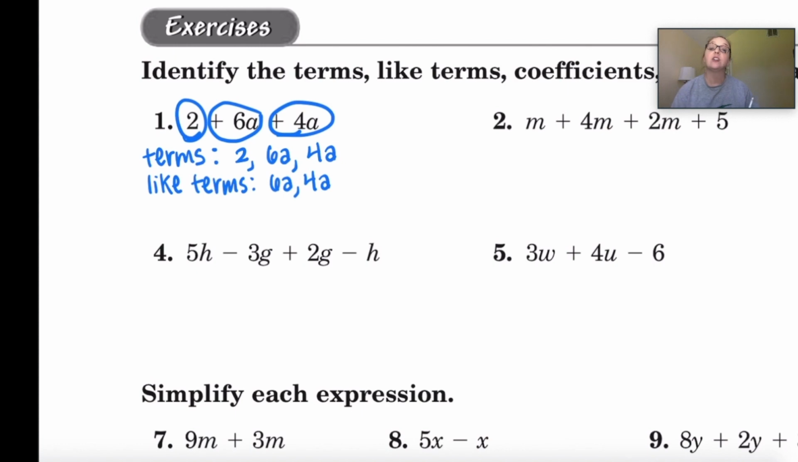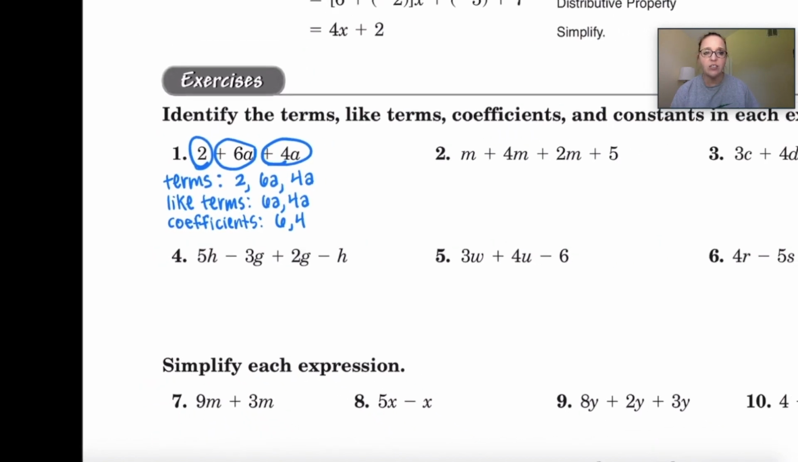The next is coefficients. For coefficients, those would be the numbers that are hooked on, if you will, to the variables. So in this case, I have a positive 6 in front of the a and a positive 4 in front of a. So the 6 and the 4 are both considered coefficients.